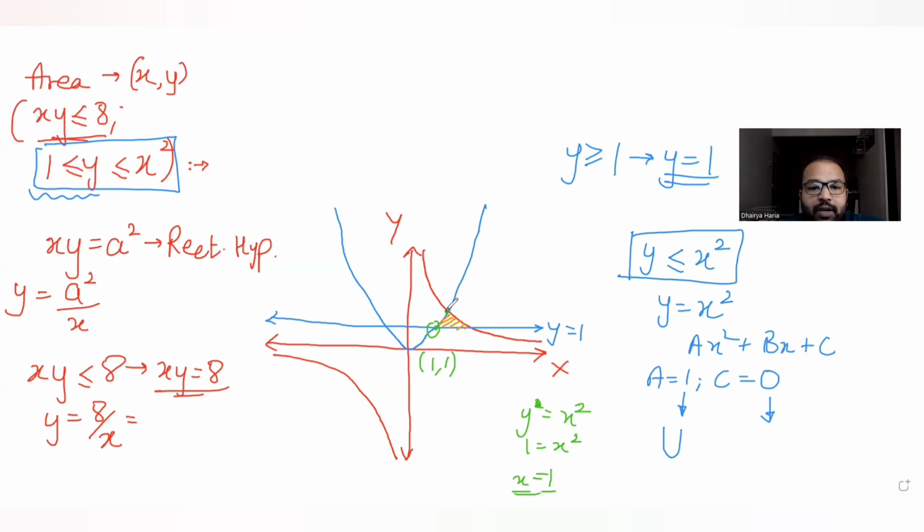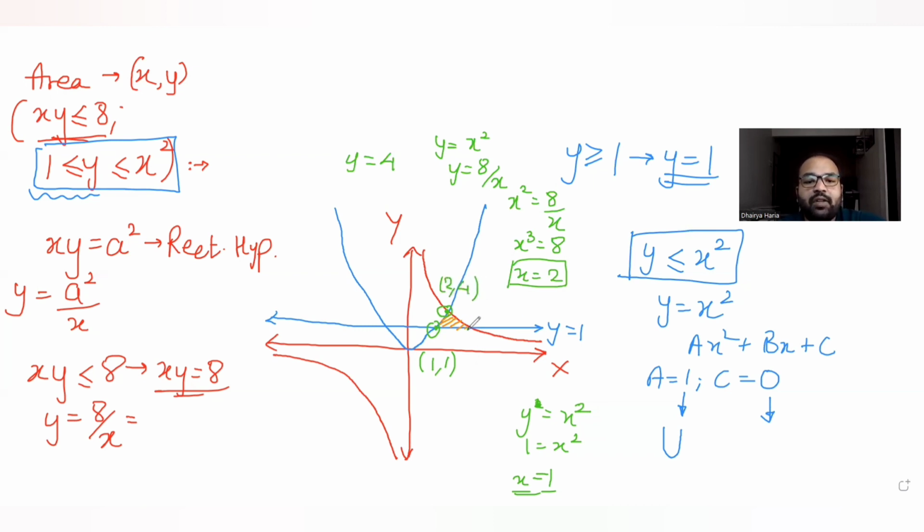If I want to find the second coordinate here, it is the point of intersection of this parabola as well as this rectangular hyperbola. This point of intersection is the intersection of the curves y equals x square and y equals 8 by x. Right? So if I equate both of them, I get x square and 8 by x are equal to each other. x cube is equal to 8. So that gives me x becomes 2 because 2 cube is 8. And when I put x equals 2 in any of these curves' equations, I get y is 2 square, that is 4. So this point becomes 2 comma 4.